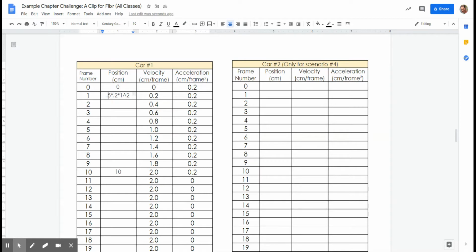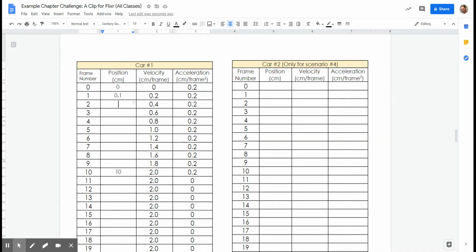So I don't need to square those pieces, just the 1. And if I'm simplifying this, 0.5 times 0.2 is 0.1. And 1 squared is 1. And 1 times 0.1 is 0.1, which means that in frame 1, my car needs to be at a position of 0.1 centimeters, which is 1 millimeter. So I need to put the car at 1 millimeter.